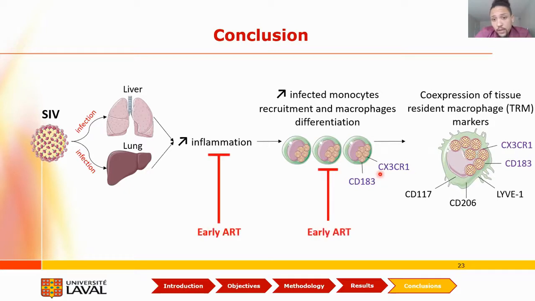Finally, given that we provide evidence that early ART prevents early viral seeding both in the liver and lung, concomitantly by preventing inflammation, we highlight the crucial importance of early treatment in decreasing anatomical viral reservoirs.